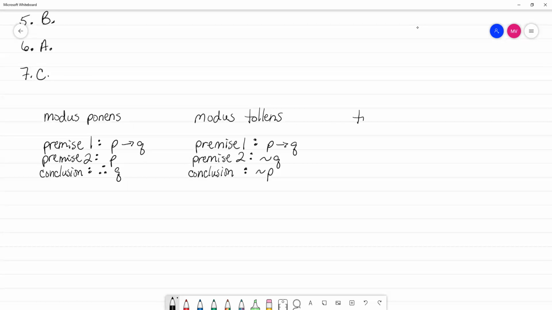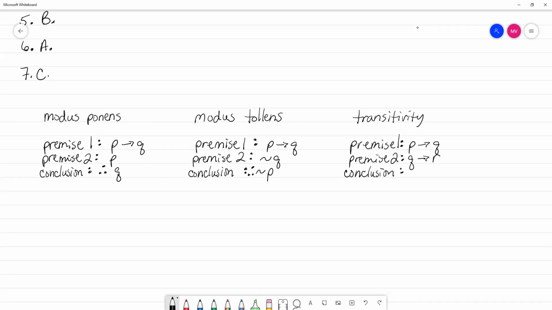And then transitivity is the one that I like the best because I use it a lot in algebra. It says that premise 1 is if P then Q. Premise 2 is if Q then R. So the conclusion is, I always forget the therefore, sorry. Conclusion is therefore, if P then R.